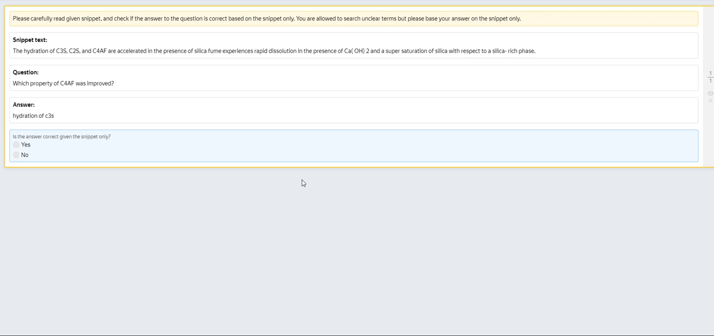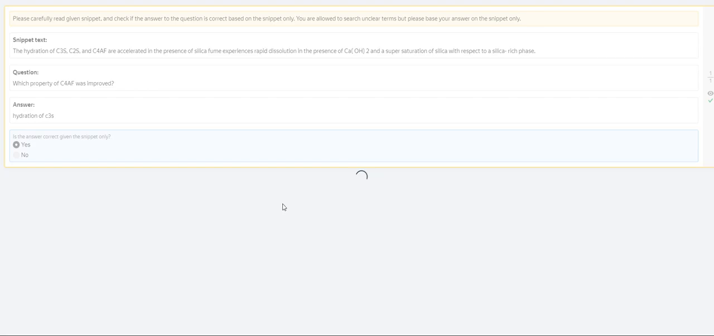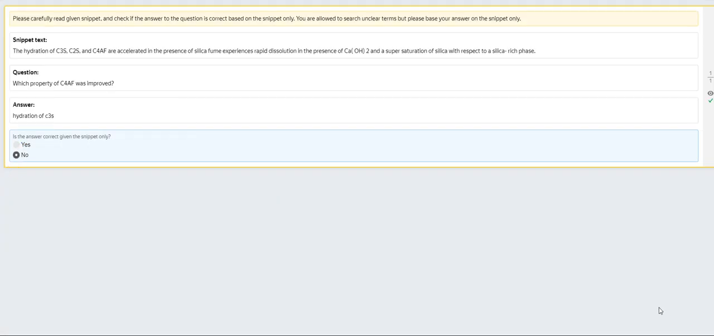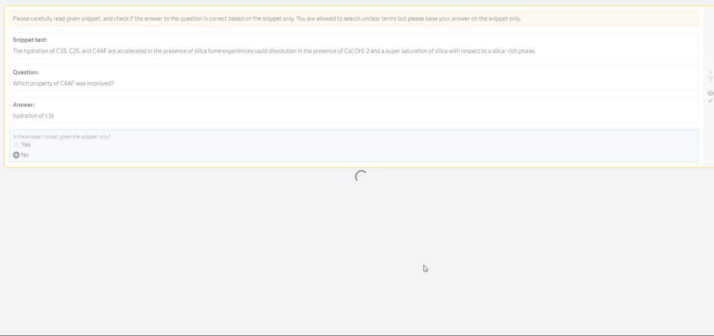Okay, the hydration of C3S, C2S, and C4AF are accelerated in the presence of silica fume, experiences rapid dissolution in the presence of CaOH2, and supersaturation of silica with respect to silicon-rich phase. What property of C4AF was improved? Yeah, that is correct. Okay, two wrong answers. I'm not sure. I'm not understanding all these stuffs. These are scientific.